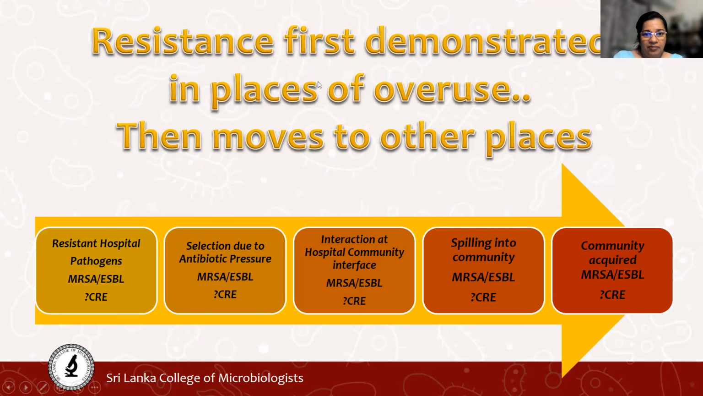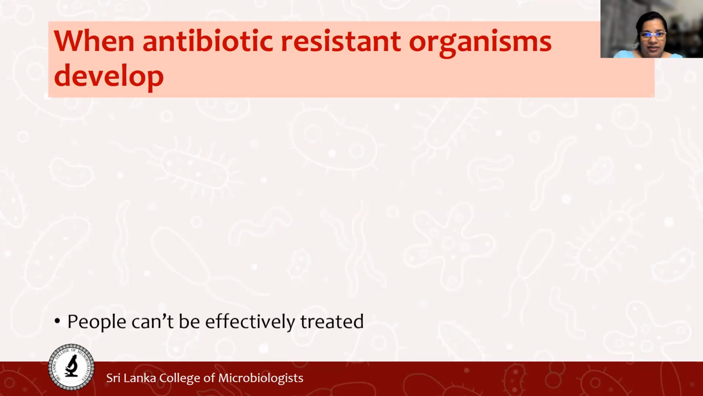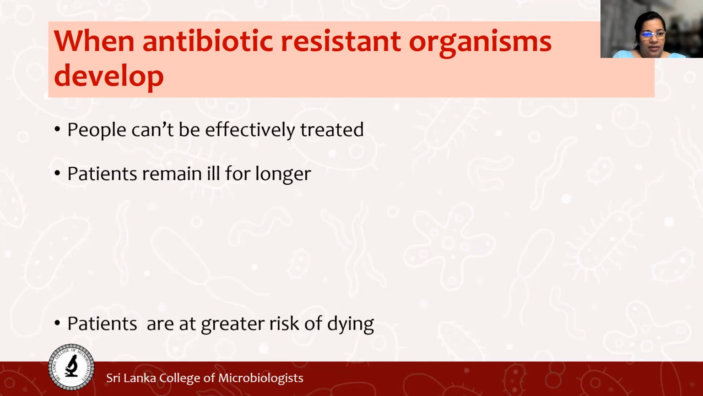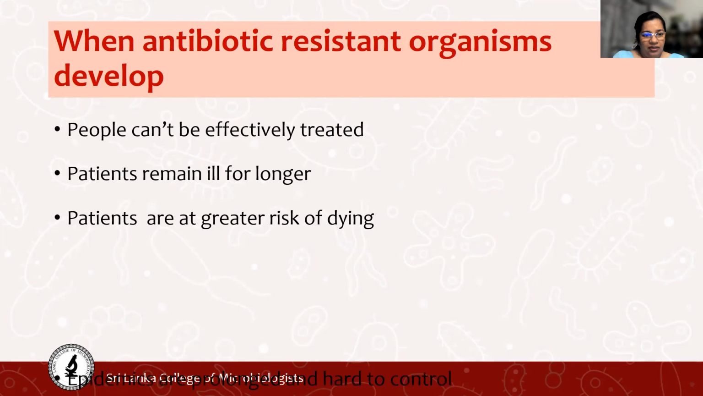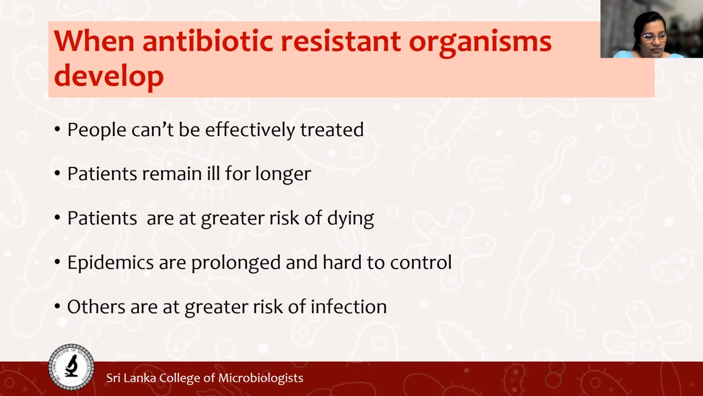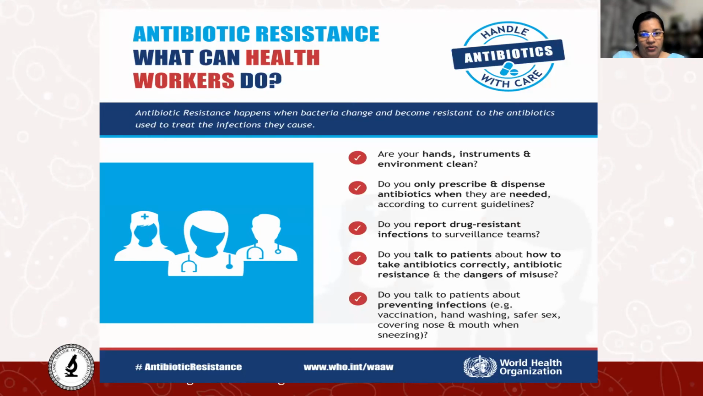Resistance is first demonstrated in places where there is overuse. Resistant hospital pathogens, and then slowly it goes to the other units and ultimately to the community as well, which is really, really dangerous. When antibiotic-resistant organisms develop, people can't be effectively treated. Patients remain ill for longer. Patients are at greater risk of dying. Epidemics are prolonged and hard to control. Others are at greater risk of infection. So we can reduce antibiotic resistance by rational use of antibiotics.